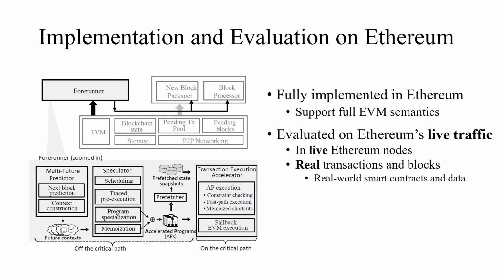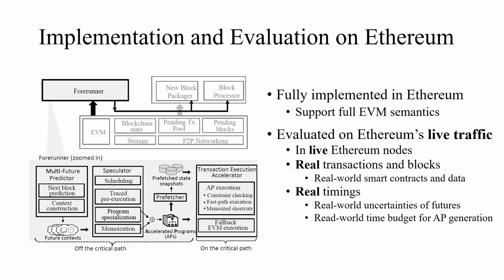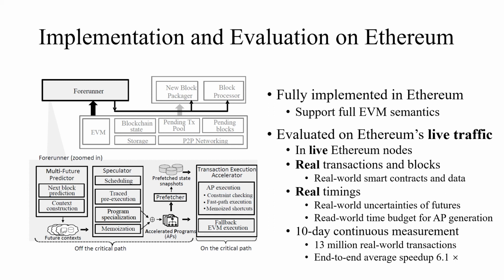This exposes our approach to the real-world code and data, real-world uncertainties of futures, and the real-world time budget for pre-execution and other pre-processing, which is very important for understanding the real effectiveness of a speculative execution technique. To achieve any speedup, our technique needs to finish everything from prediction to specialization and memoization correctly and fast enough in a live system. Our main evaluation runs continuously for 10 days and includes results achieved on 13 million transactions. The average speedup achieved over all these transactions is 6.1.